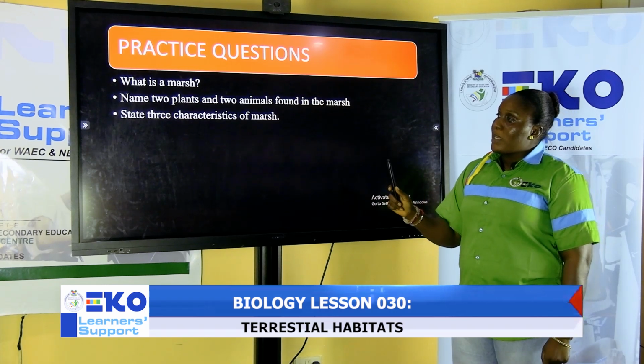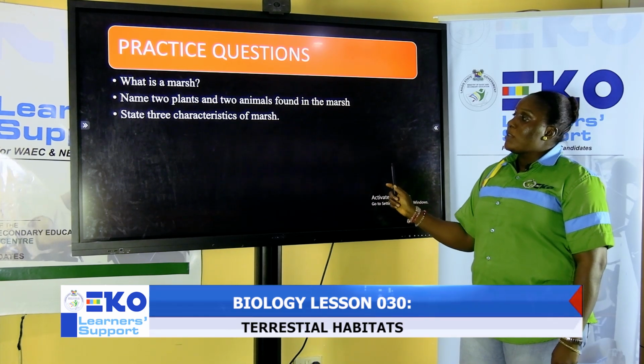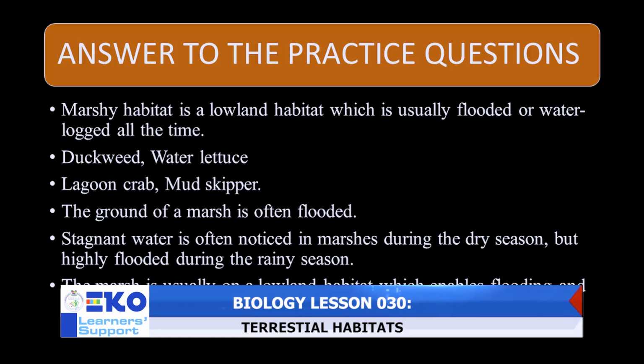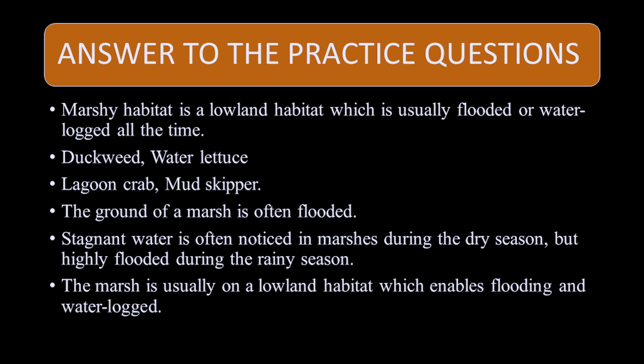The next question says state 3 characteristics of a marsh. The ground of a marsh is usually flooded. There's a presence of what? Stagnant water. Then the marsh has a soft and wet what? Soil.